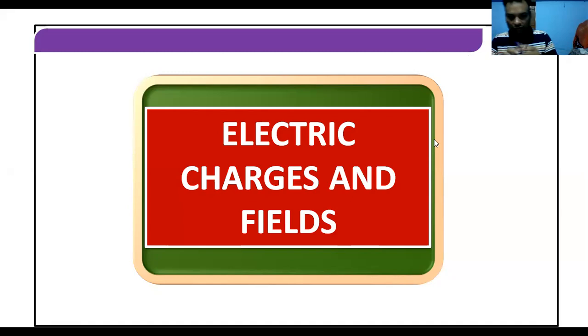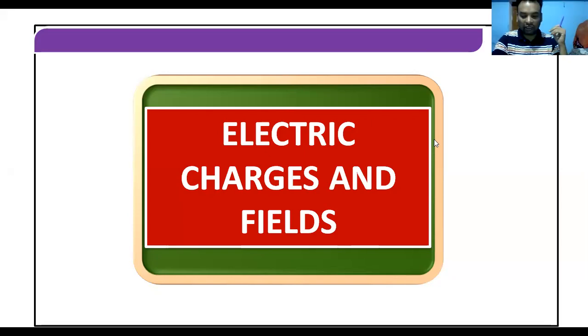Okay, so today's topic is electric charge and its field. Already in our earlier lectures, we studied the force produced by a single charge. By Coulomb's law, we find the force of attraction or repulsion between any two static charges.